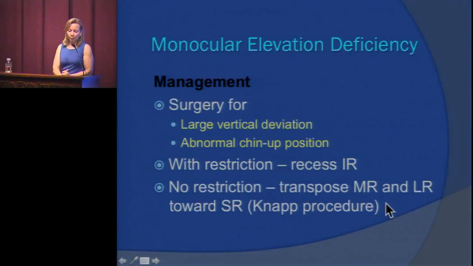The management would be surgery for large vertical deviations or for an abnormal chin-up position. Okay? With restriction, obviously, you're going to try to recess that inferior rectus so that to release the restriction. With no restriction, you'll need to do something for the paretic muscles. Okay? Since both elevators knocked out, you're going to need to bring something up into that area to create elevation, so you can transpose the medial and the lateral rectus towards the superior rectus, and that's referred to as a Knapp procedure. And that, again, is a board terminology. You've got to know about that. Okay? So it's the medial rectus and lateral rectus transposing it up to the superior rectus.